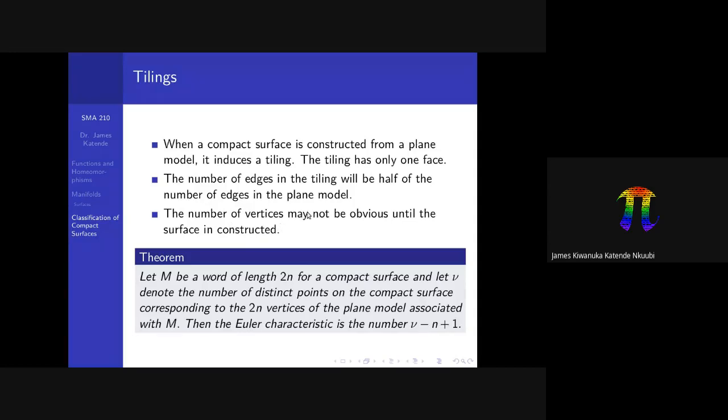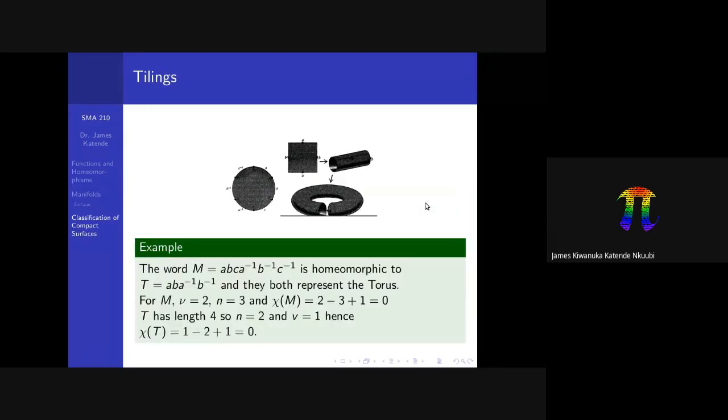The number of vertices is usually not clear. You may not be able to tell immediately what the number of vertices will be until you construct the surface. This is where you're using a plane model to construct the surface. The tiling induced may not be easily determined, and the number of vertices may not be obvious. So you'd actually have to do the construction to eventually figure out how many vertices you'll end up with. We shall do that example when we get there.